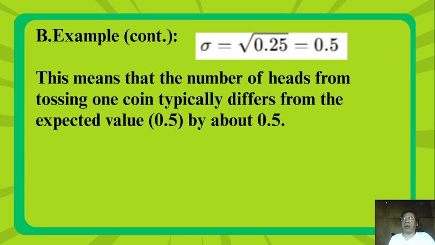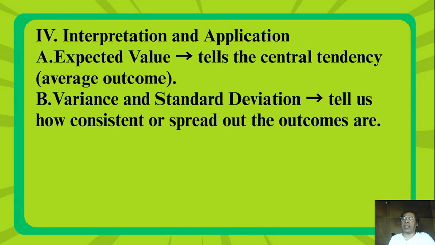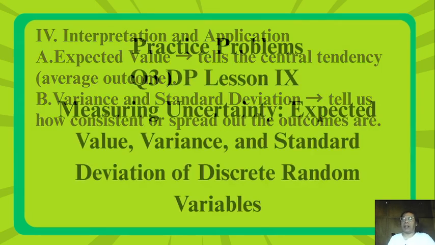It's equal to 0.5. This means that the number of heads from tossing one coin typically differs from the expected value of 0.5 by about 0.5. Interpretation and application: expected value tells the central tendency, the average outcome. Variance and standard deviation tell us how consistent or spread out the outcomes are.